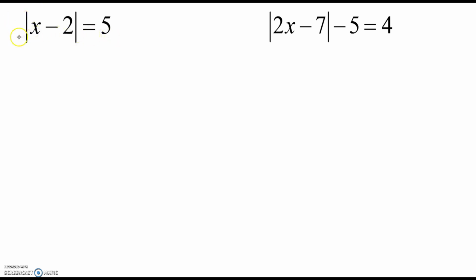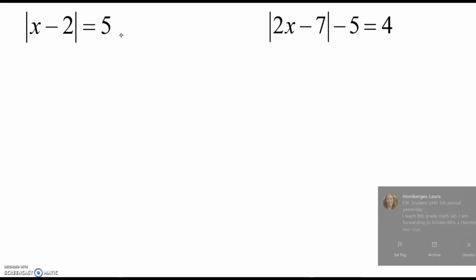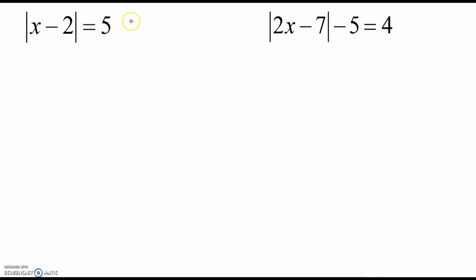I don't have any numbers on the outside. I'm not adding or subtracting anything. So my first step is completed. So now that I have that, I need to set up two equations. The first equation I'm going to set up is x minus 2 equals positive 5. So notice I just dropped the absolute value bars. The second equation I'm going to set up is x minus 2 is equal to negative 5.